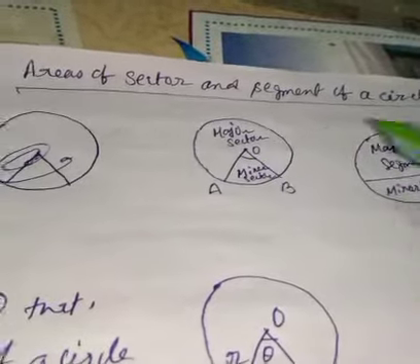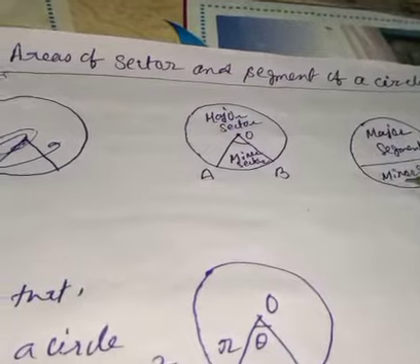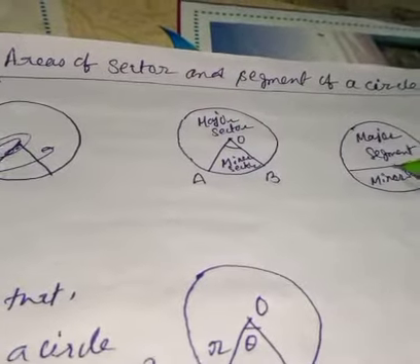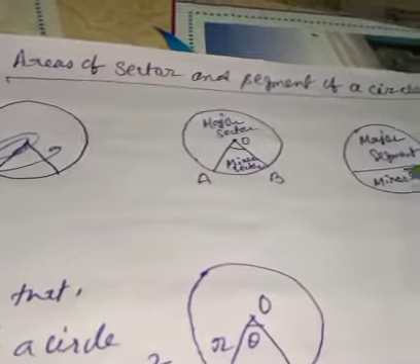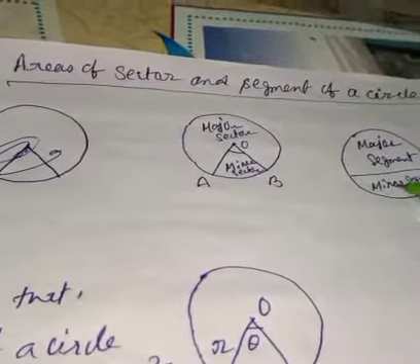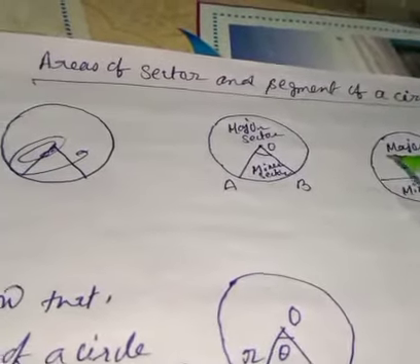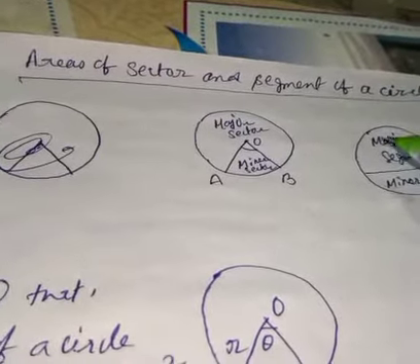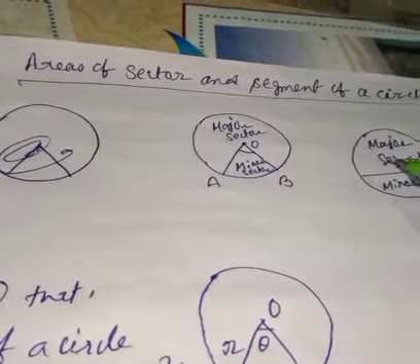OA and OB are radii. The part in between the chord and the arc is called a segment. In this case, this is the minor segment and this is the major segment. And we'll learn how to find the area of the major sector, minor sector, major segment, and minor segment.